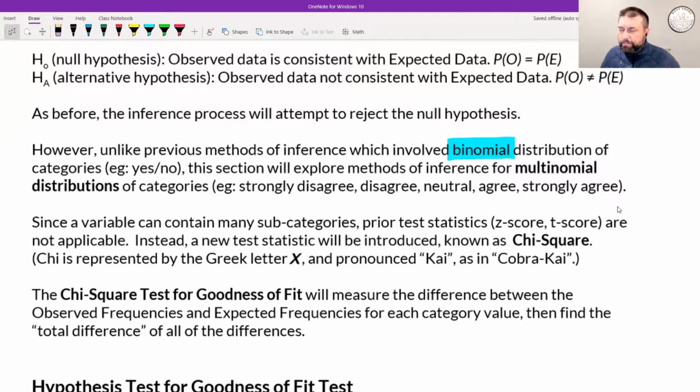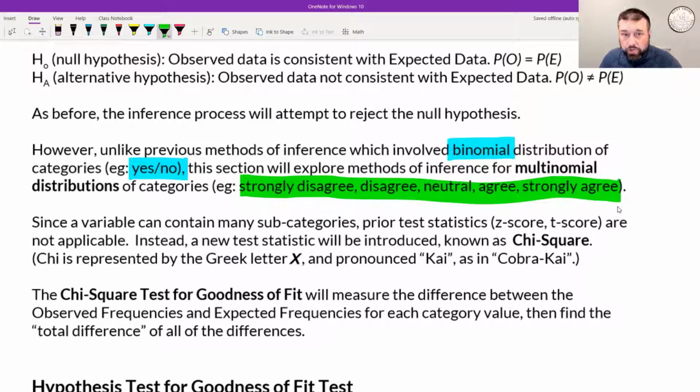So if you think about the past sections in chapter 8 that we were looking at, we had some problems that were pretty much like yes or no, P's and Q's. That is a binomial distribution. What happens when you have more than just a binomial situation? What if you have a situation where there are many different outcomes, like a Likert scale, where you strongly disagree, you disagree, neutral, agree, or strongly agree? There are 5 options here. These 5 options don't fit well into a binomial distribution, into a yes-no situation.